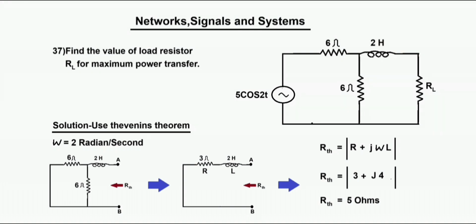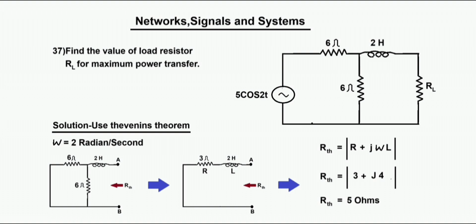Hello, question 37. Find the value of load resistor RL for maximum power transfer. Input source 5 cos 2t and 6 ohm, two resistors in parallel and with 2 Henry inductor with load resistor RL connected in series.